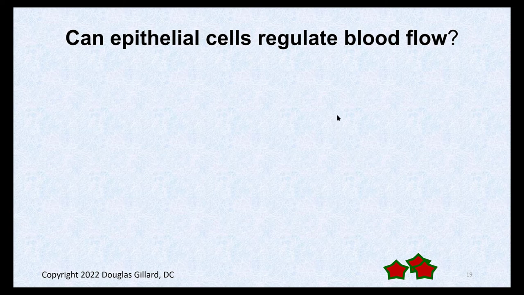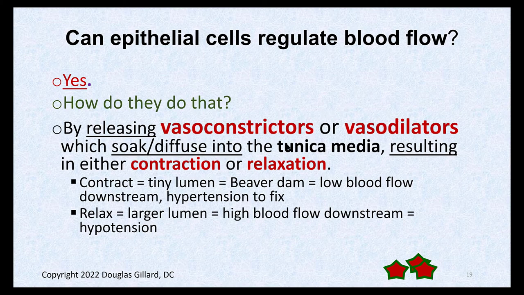Can endothelial cells regulate the flow of blood? Absolutely. How? By releasing vasoconstrictors and vasodilators. They're released internally, not into the bloodstream so much. They soak into the tunica media, and they can cause relaxation or contraction of the tunica media. If the muscles of the tunica media contract, that narrows the lumen of the blood vessel, and that reduces the flow of blood through that narrow lumen. If the smooth muscle of the tunica media relaxes, the lumen, or the barrel of the blood vessel, gets bigger. It vasodilates, and that allows more blood to flow.